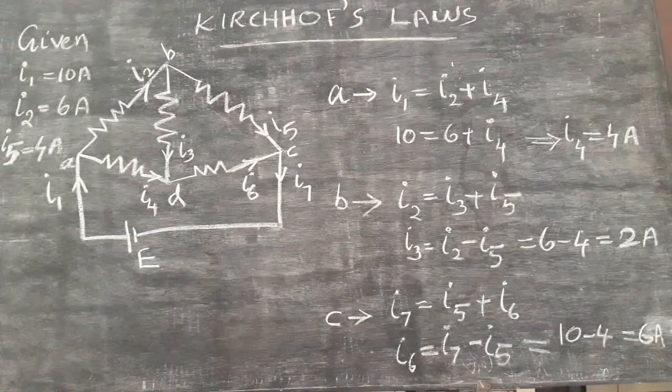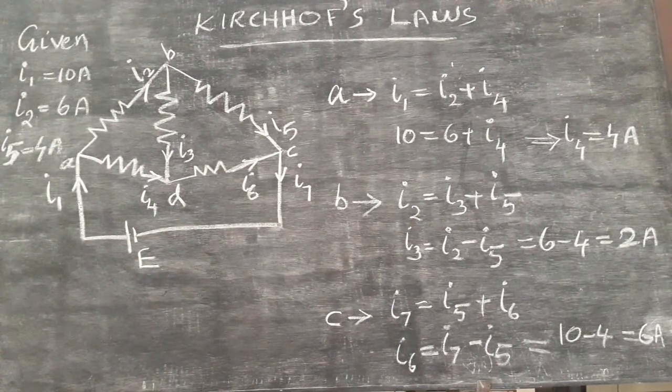Let us analyze a circuit using KCL. This is a circuit with all these elements. In all these branches, what is the current? We have to calculate. For that, we are using KCL.